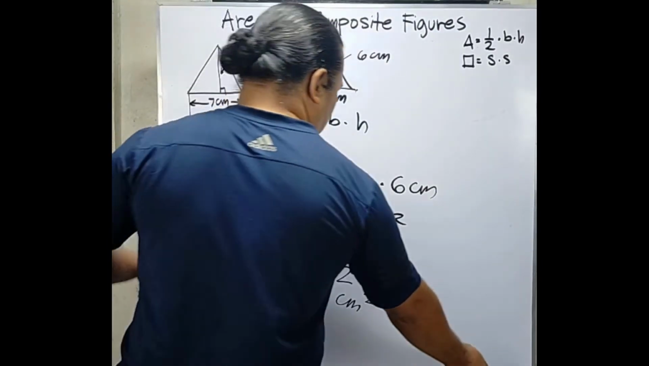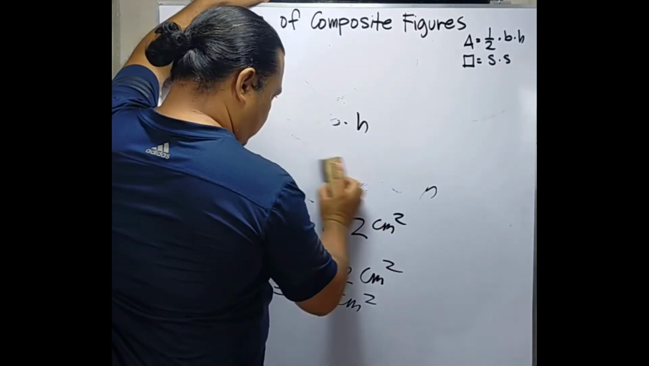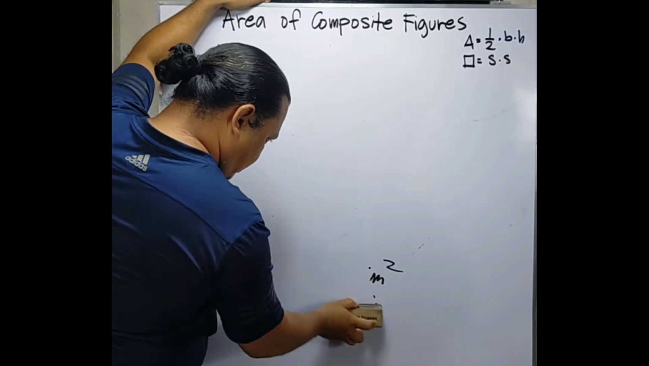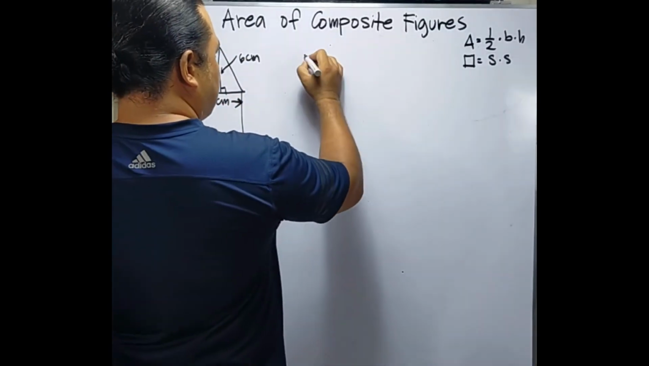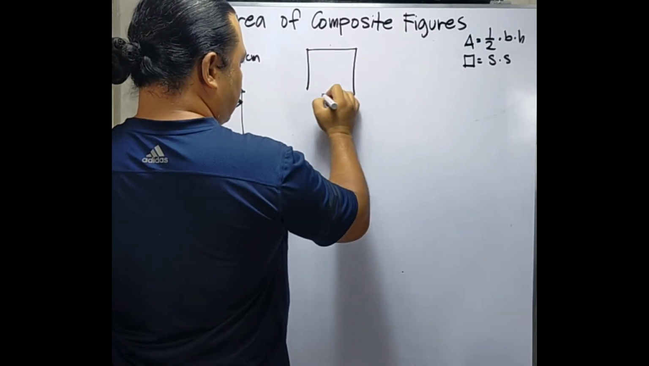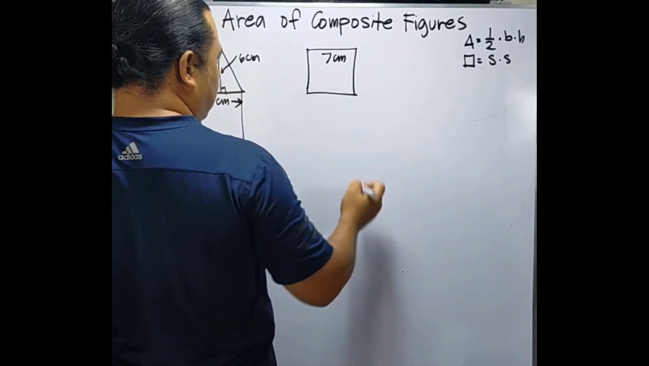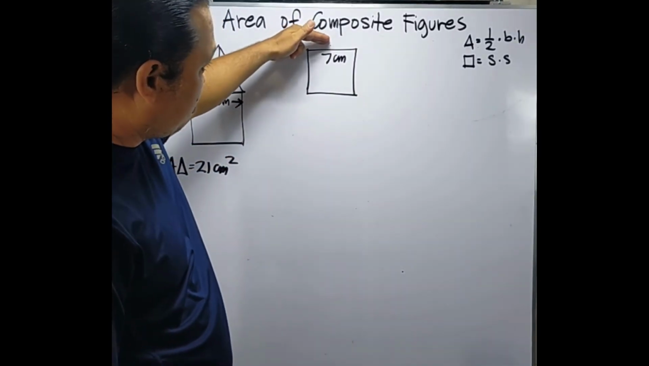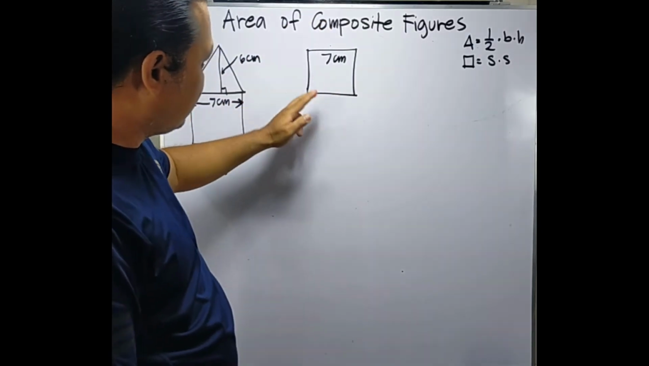Let's first draw the illustration. And that is our square. The length of the side of the square is 7 centimeters. Meaning, if this side is 7 centimeters, because it is a square, all of the sides are also 7 centimeters.